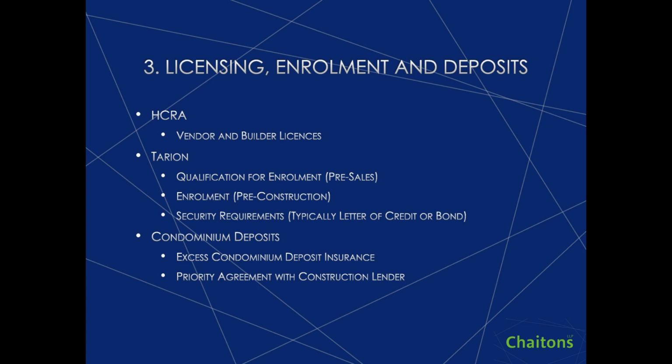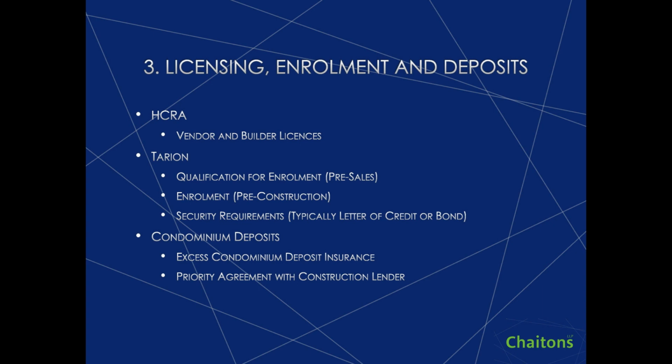Tarion has a two-step process. It's the same for condos. You have qualification for enrollment. So before you can enter into any agreements of purchase and sale, you need to have this qualification for enrollment confirmation. And then before you can start construction, the homes need to be enrolled with Tarion. Now, Tarion typically has security requirements. They have a dollar amount that they need you to post. You can typically do that by letter of credit or a bond. In some cases, a deposit trust agreement where the purchasers' deposits are just kept in the lawyer's trust account as the security might be accepted. Depends on what Tarion requires for that project.